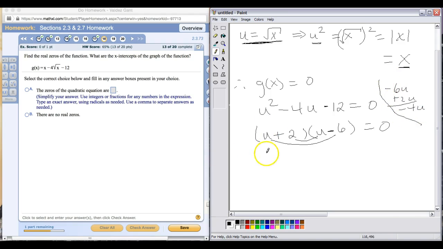Okay. So now what this means is that u plus 2 is equal to 0, or u minus 6 is equal to 0.